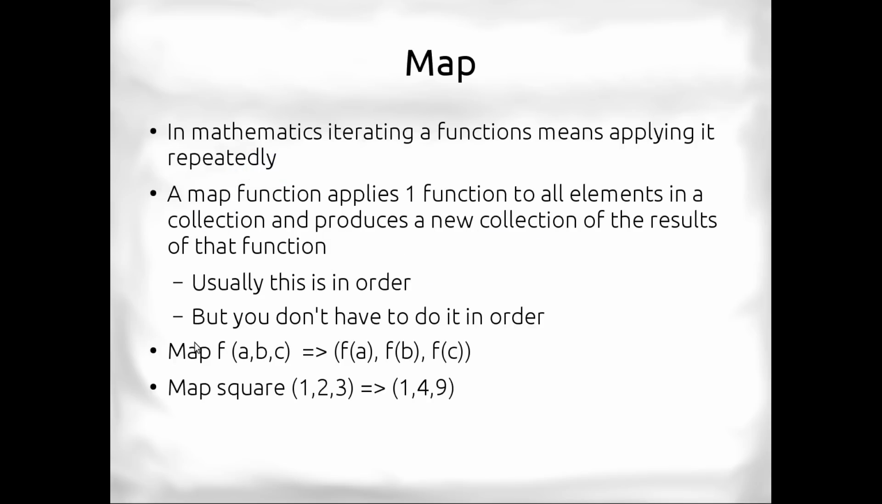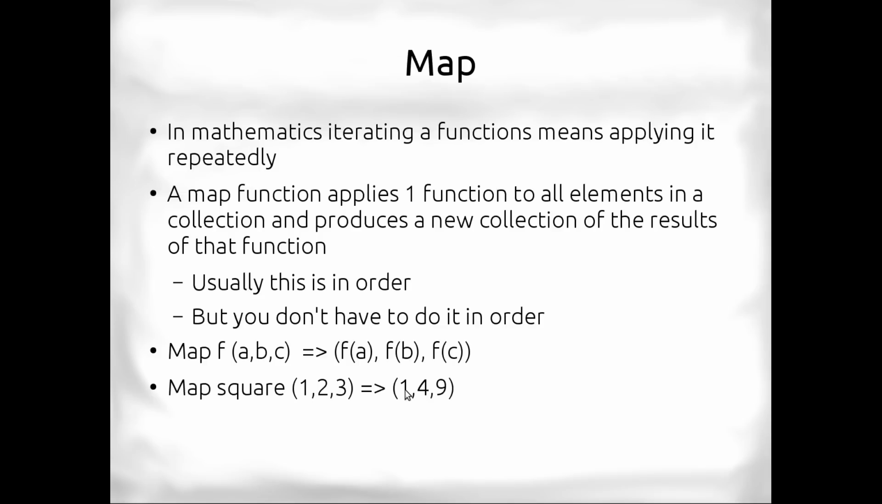So here we've got the basic version of map. We take a function, we take a list, and we produce a new list where the elements are f of a, f of b, f of c. So every single element here has this function f applied to it. If we applied the square function to a list of 1, 2, 3, we get the squares of 1, the squares of 2, and the squares of 3. So 1, 4, 9.